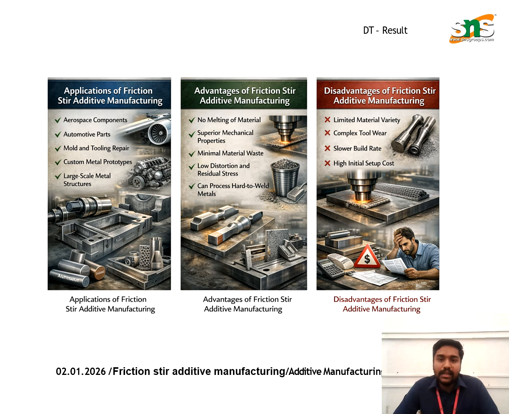Then coming to the disadvantages, the first is limited material variety. The varieties of materials are very limited. The second will be complex tool wear. Third will be slower build rate. We can produce a large amount of product within 2 to 3 days. It will take around 2 days to complete a customized complicated structure with high volume. So this is the main drawback of friction stir additive manufacturing.